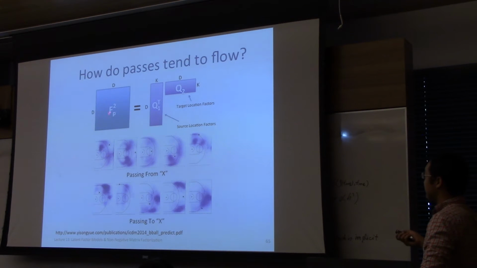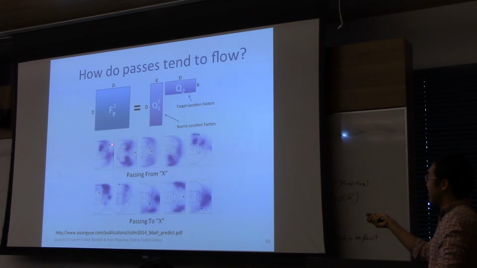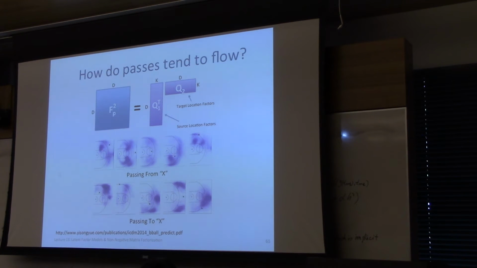And then you could actually visualize this F matrix. If you're at this location, where are you more likely to pass to? This is just visualizing a row of this matrix. If you are here, where are you likely to receive a pass from? If you're passing to there, where is the ball handler likely to be? This is visualizing a column of this F matrix. Again, this is all non-negative matrix factorization.